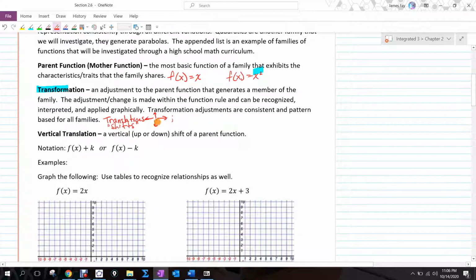We also have reflections. We have what we call stretches and compressions. If you remember from geometry, those were called dilations. It's the same concept, just we use different terminology.